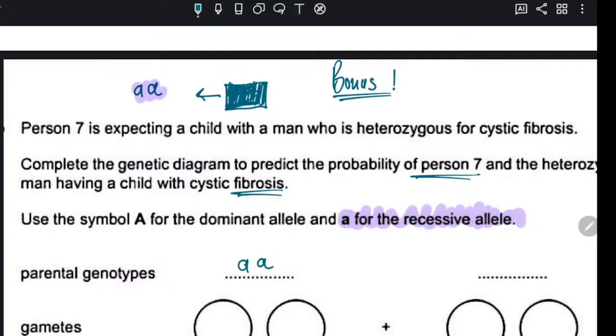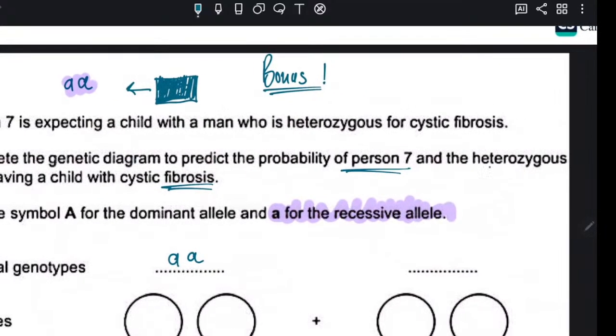Then who are they? A man having a child, person 7, and a heterozygous man. So person 7 was a female, which means it was affected and it was female. It was circle and it was shaded. Now, having a child with a heterozygous man, which my screen is what? Blurry.